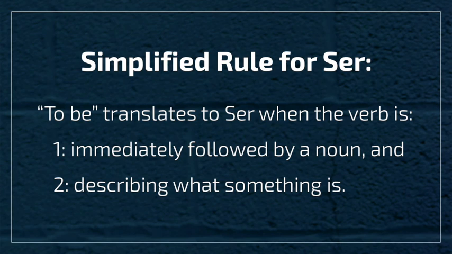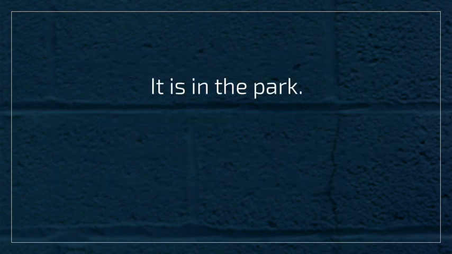Let's try out a few examples. It is in the park. Where's the to be verb? So it's the word is here. Now, what's right after is? It's the preposition in. That's not a noun, and the verb is not describing what it is. It's describing where it is. So you won't use ser. You'll leave this in English for now. So it is in the park.